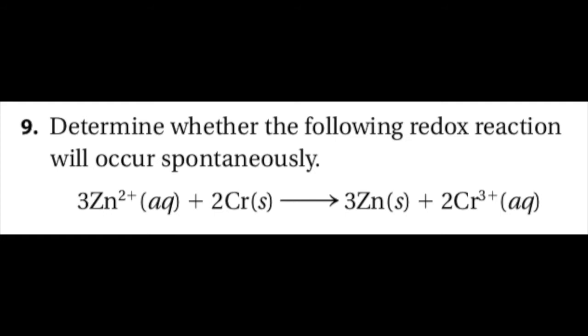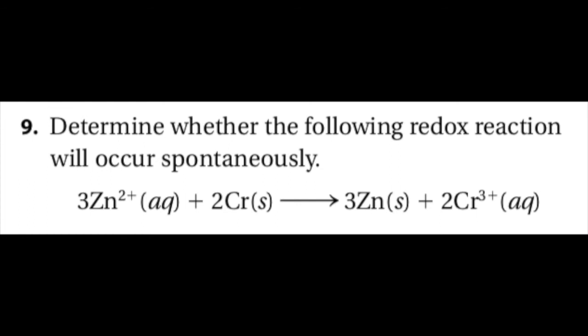So the zinc plus 2 to the zinc, that's going to be the reduction reaction. The chromium, zero charge, to chromium plus 3 is going to be the oxidation. So now we have reduction: zinc plus 2 to zinc 0. Okay, good. That's reduction. And then the oxidation is chromium, zero charge, to chromium plus 3. So reverse the chromium to chromium plus 3. That's the oxidation reaction, but you want to write it as a reduction reaction.